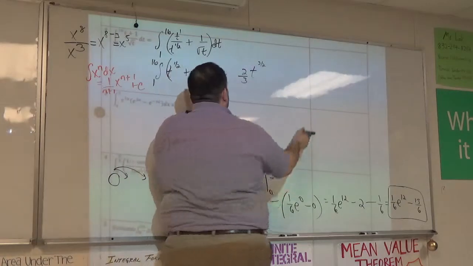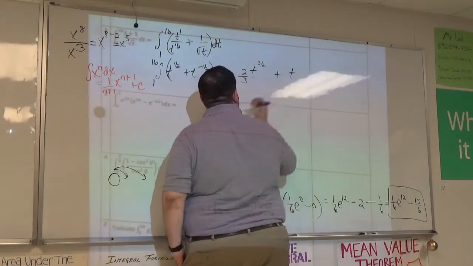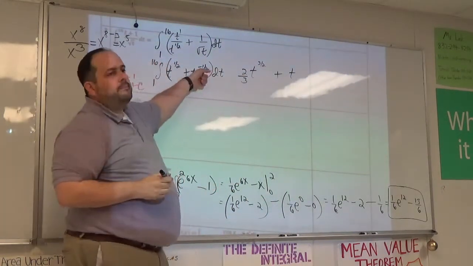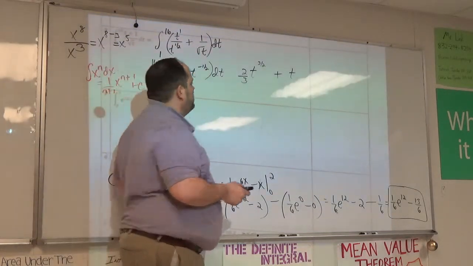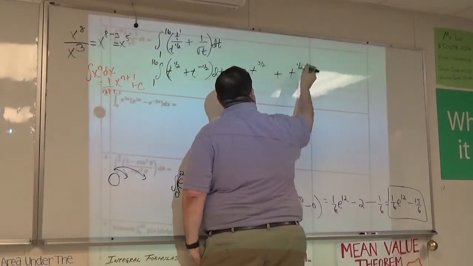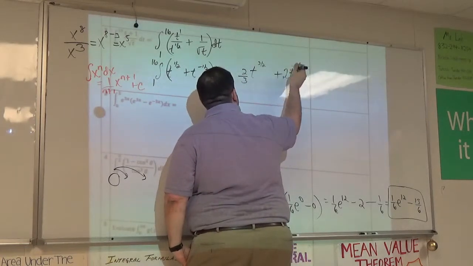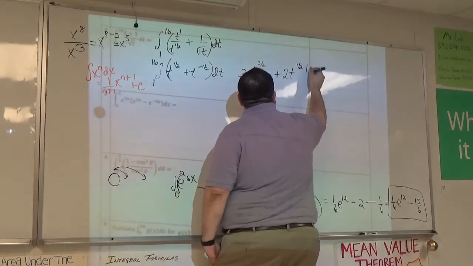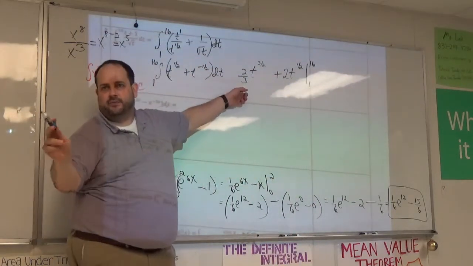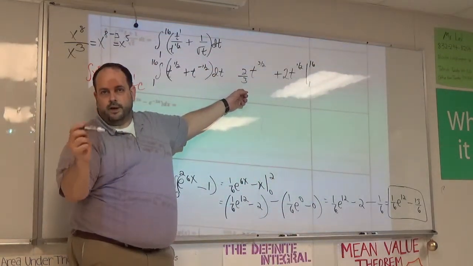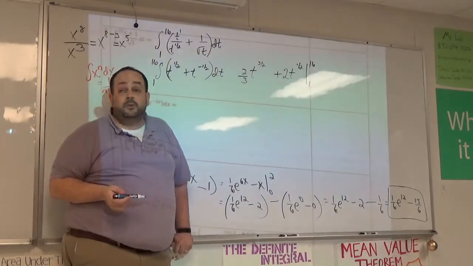What's the new exponent? My original exponent is negative 1/2. Add 1 to the power. Negative 1/2 plus 1? 1/2. 1 divided by 1/2 is 2. Now evaluate from 1 to 16. Honestly, how many of you guys had the antiderivative part right? Okay. Next move.